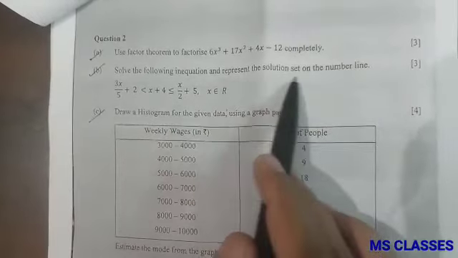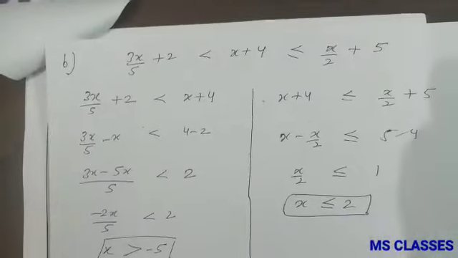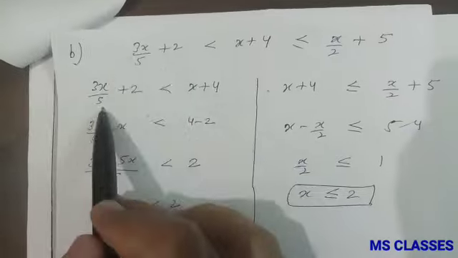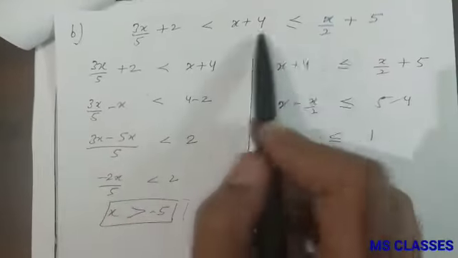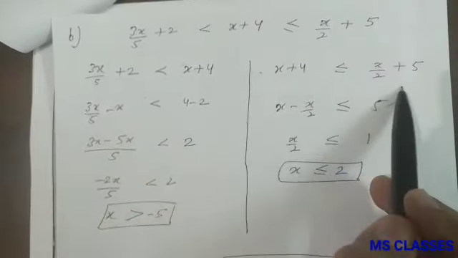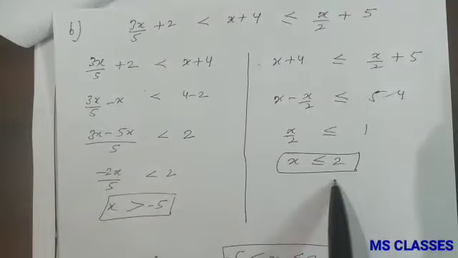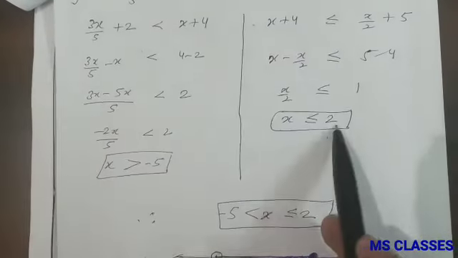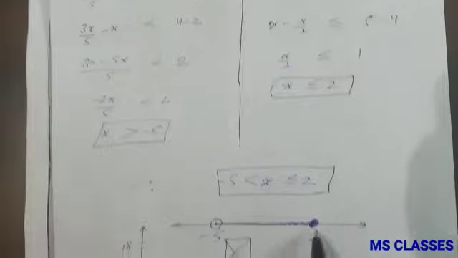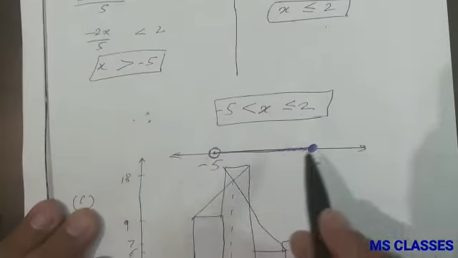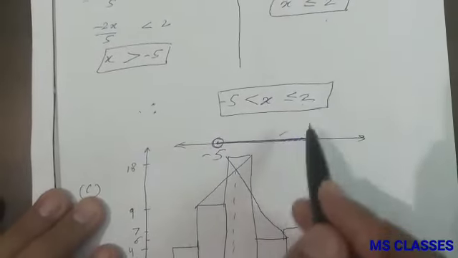Question 2b. Solve the following inequations and represent the solution set on the number line. So first take 3x by 5 plus 2 less than x plus 4 and x plus 4 less than equal to x by 2 plus 5, and solve them. You get x greater than minus 5 but less than equal to 2. So if you represent it, this with the open circle and this with the filled circle, you get the required answer.